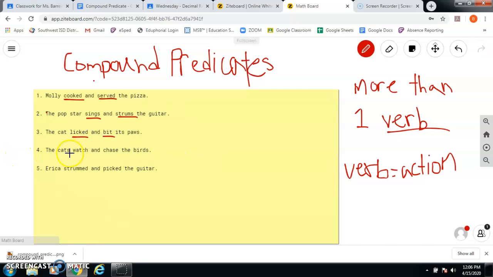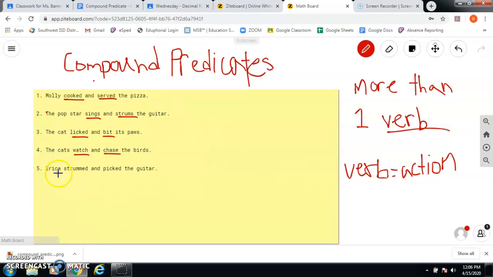Okay. The cats watch and chase the birds. Okay, again, we're looking for more than one verb, and a verb meaning action. So what was the cat doing? Well, it was watching and chasing the birds.